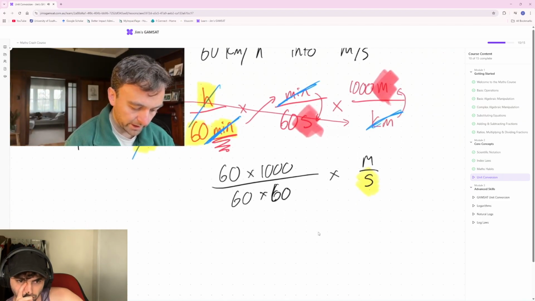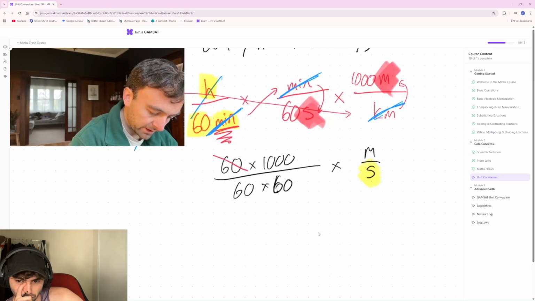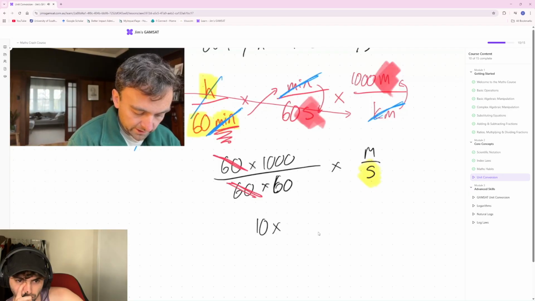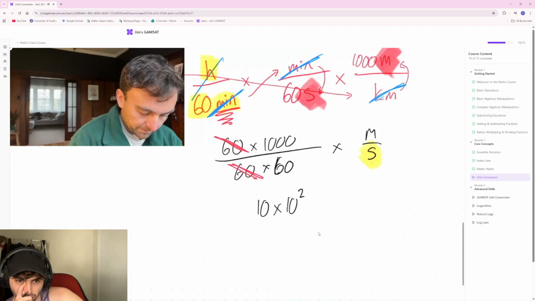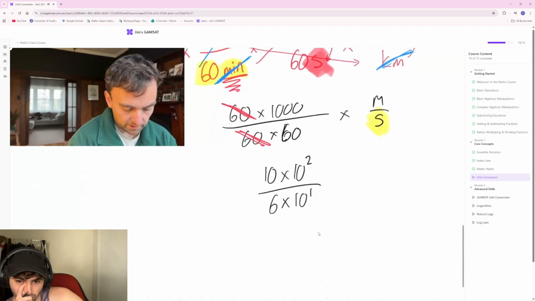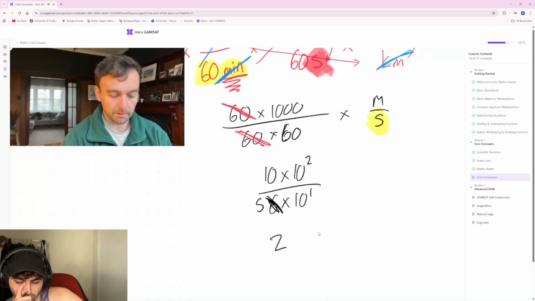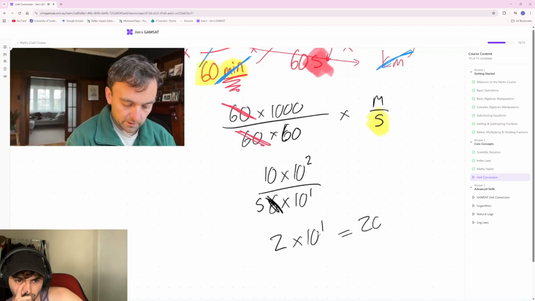And now that we've got this written out all nice, I've got all my units there, we can actually see that we can just cancel out these 60s because we've got the same thing in the numerator and denominator, and then it's just scientific notation. So I'm going to go to 10 times 10 to the 2 because I want the numerator to be bigger, and then I can just say this is the same as 6 times 10 to the 1, and I'm just going to make that a 5 to make the maths easy. So then 10 divided by 5 is 2, 10 to the 2 divided by 10 to the 1 is 10 to the 1, so that just equals 20 meters per second.